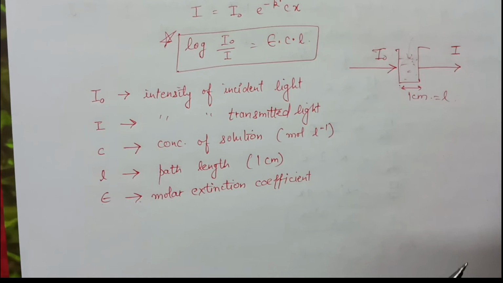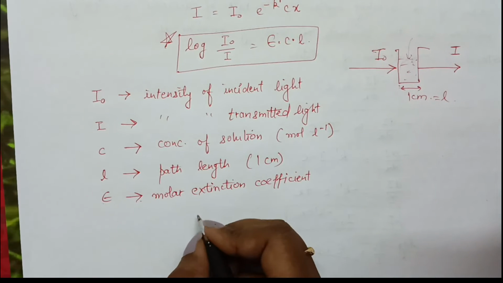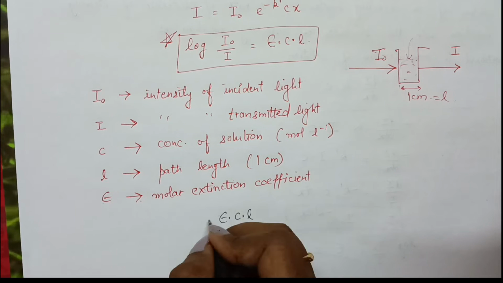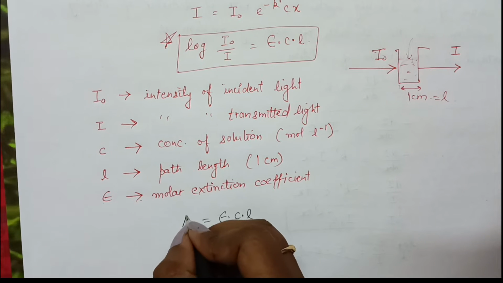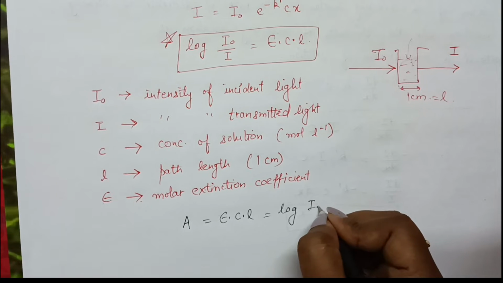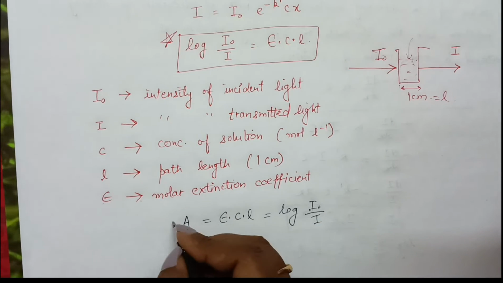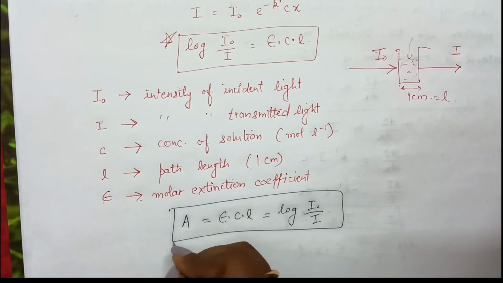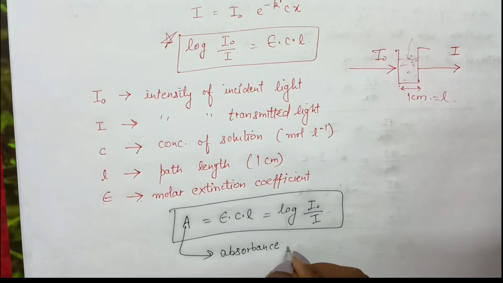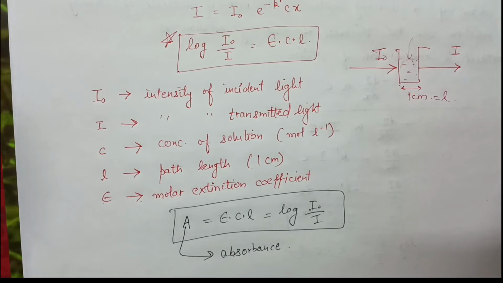And one last thing, this overall expression, that is epsilon into C into L, is also called absorbance A. So we can write it like this. So here A will be the absorbance. So this is all about Lambert-Beer's law.